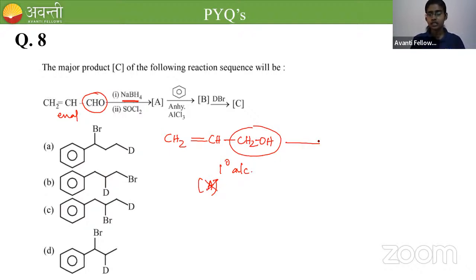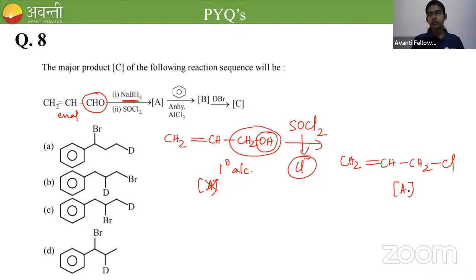Then you have to treat this with SOCl2. So what will you get on treatment with SOCl2? SOCl2 gives you Cl, the Cl nucleophile, and the OH will be substituted by the Cl nucleophile. So we get CH2=CH-CH2-Cl. This is compound A. So SOCl2 is the source to give the Cl. So this is compound A.